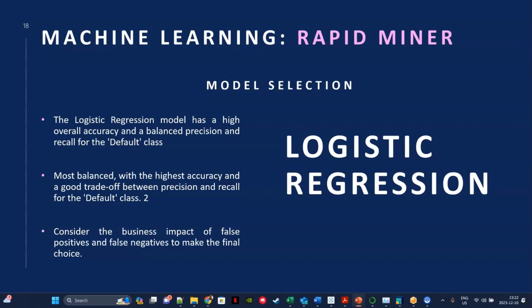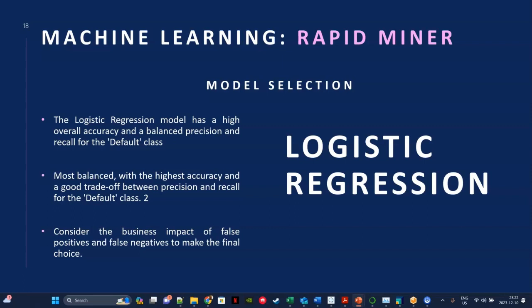The logistic regression model has a high overall accuracy and a balanced precision and recall for the default class. The gradient boosted tree model has a lower overall accuracy, and its recall for default is very high, but it's 100% only because the predicted and the actual was zero. Then the decision tree model also has a high overall accuracy, but still it had a low accuracy for predicting defaults. Just a thing, the word default is for people who default on the loan, like who are unable to pay their loans. So please keep that in mind.